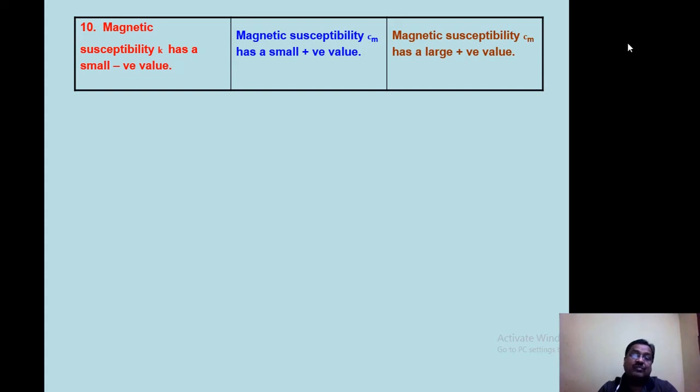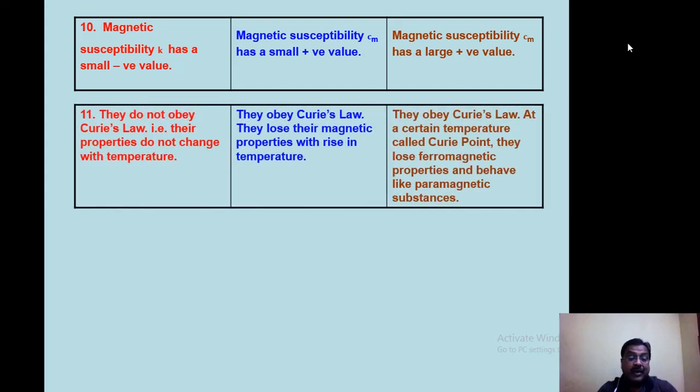Let us talk about magnetic susceptibility. For diamagnetic substance, magnetic susceptibility has a small negative value, whereas for paramagnetic, denoted as Cm, it has a small but positive value. For ferromagnetic, let us also denote it as Cm, it has a large and positive value. You see, both permeability and susceptibility have smaller values for paramagnetic, but both have larger values for ferromagnetic.